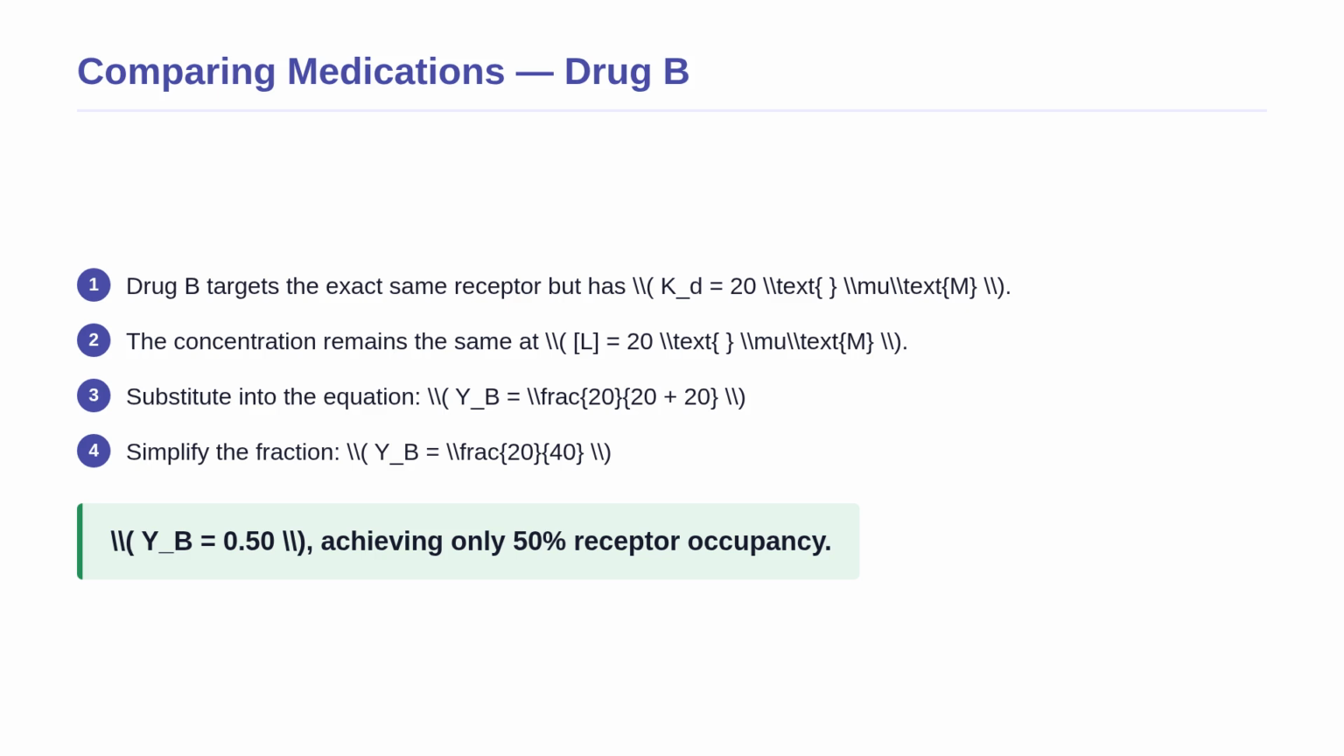Physically, this means that only 50% of the targeted pain receptors are successfully bound by drug B. Even though the amount of drug present is identical to drug A, the receptor occupancy is significantly lower.